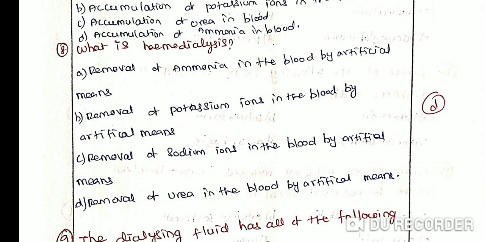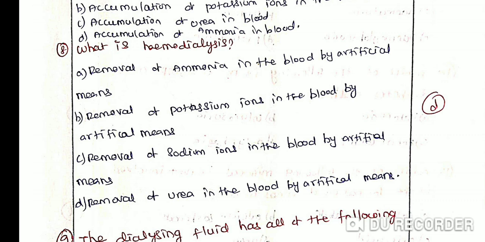What is hemodialysis? Option A, removal of ammonia in the blood by artificial means. Option B, removal of potassium ions in the blood by artificial means. Option C, removal of sodium ions in the blood by artificial means. Option D, removal of urea in the blood by artificial means. The correct answer is option D, removal of urea in the blood by artificial means.